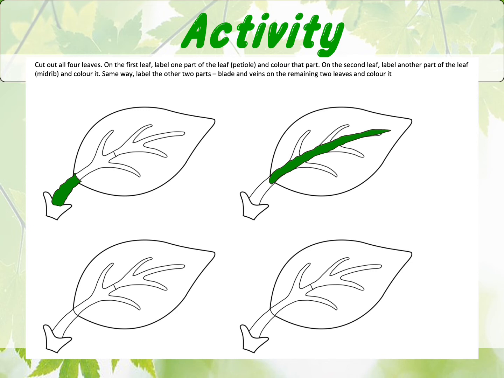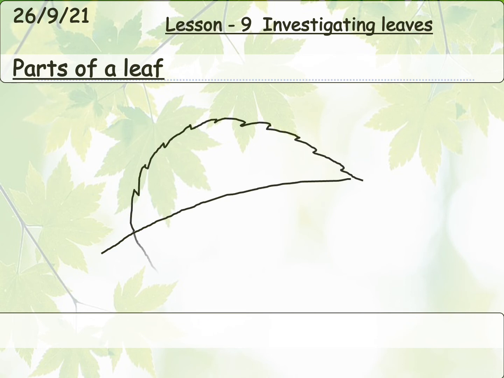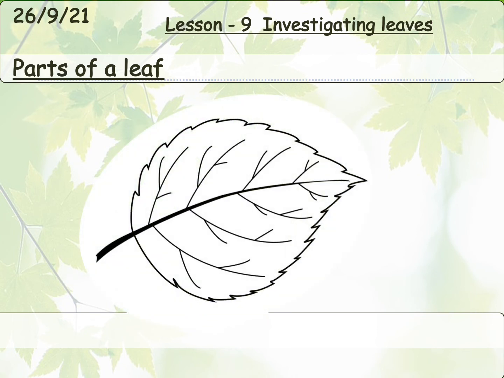After that I want you to open your notebook, write today's date, write the lesson number 9, investigating leaves, and a subheading, parts of a leaf, because we are going to draw a leaf and label it. You can draw a simple leaf or a leaf like this, it's up to you. After that you can draw the other parts, and then you're going to label them one by one. You have 4 parts, right? 1, 2, 3 and the flat part. So you label all these in your notebook.